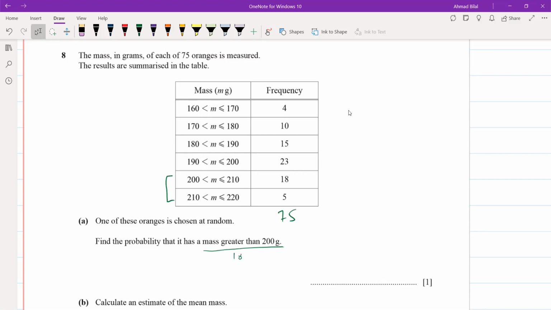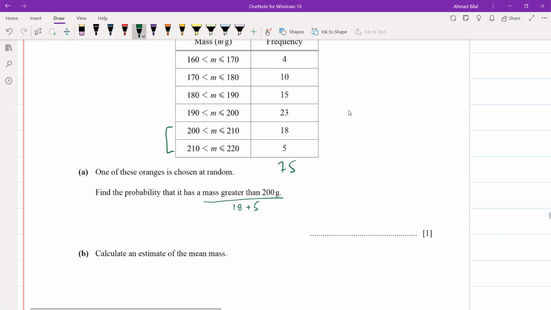कितने total oranges हैं? 18 plus 5. और total कितने हैं? वैसे there are 75. So 18 plus 5 divided by 75. That is going to be your probability here. So that's 23 divided by 75. Okay, so that's really straightforward. Now let's look at the next part.